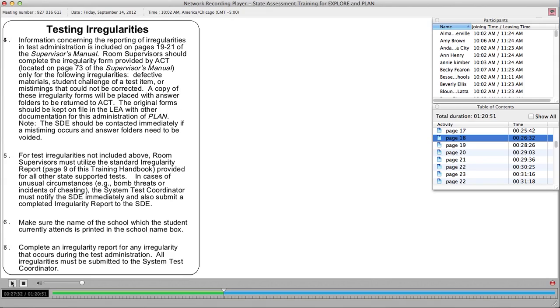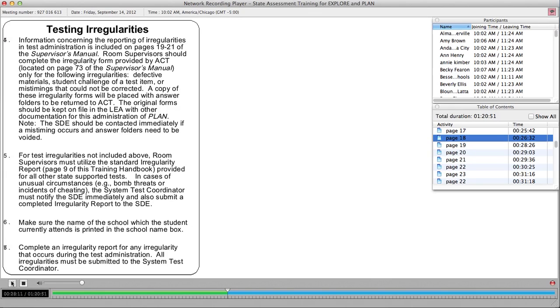For test irregularities not included above, the room supervisors will use the standard irregularity report that's listed on page 9 of this training handbook. And it's the same one that is used for all other state-supported tests. In cases of unusual circumstances like a bomb threat, incidents of cheating, or any other unusual circumstance, the system test coordinator must notify the State Department immediately and submit an irregularity report to us after the incident.